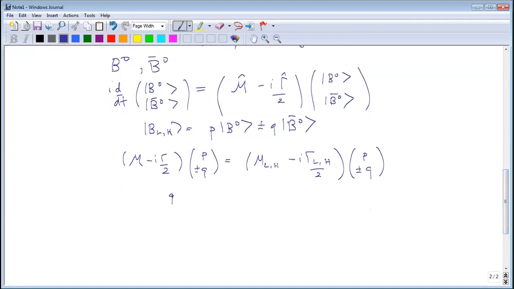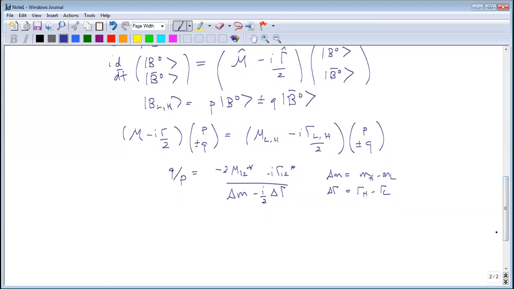You can, for example, obtain q over p equal to minus 2 M12 star minus i gamma 12 star, over delta M minus i over 2 delta gamma, where delta M is equal to M heavy minus M light, and delta gamma is the same, gamma heavy minus gamma light. Now in the B system, it turns out that the absolute value of gamma 12 is much, much smaller than the absolute value of M12. So delta gamma is much smaller than delta M. That allows for certain simplifications in both B systems. That happens to be the case.